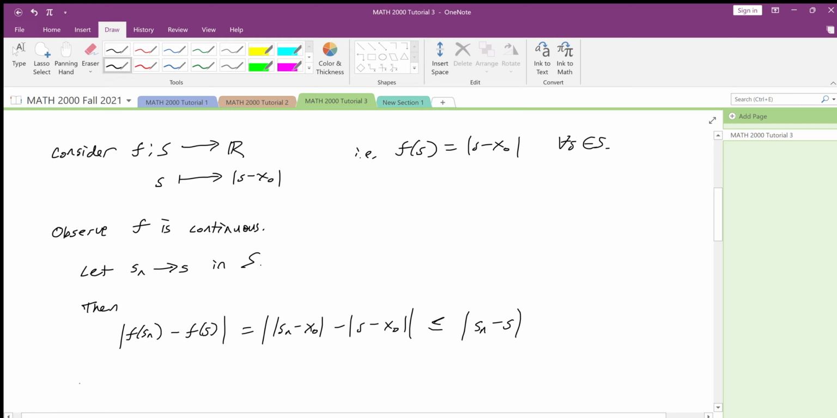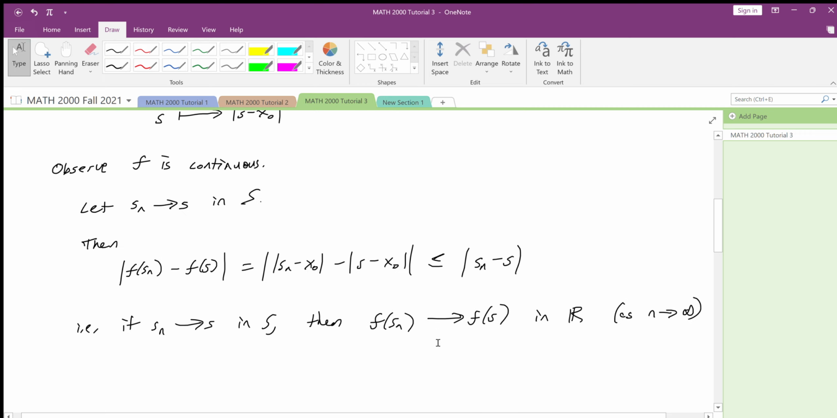So in other words, if s_n converges to s in the domain, then f of s_n converges to f of s inside the real line, as n goes to infinity. So what we've shown is that f preserves limits. f preserves limits. In other words, that's the same thing as saying f is continuous.